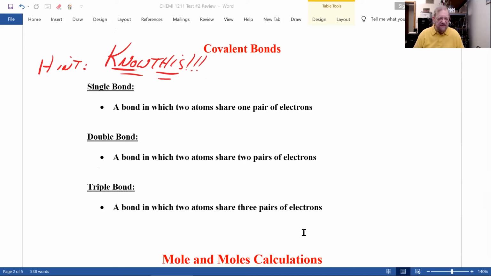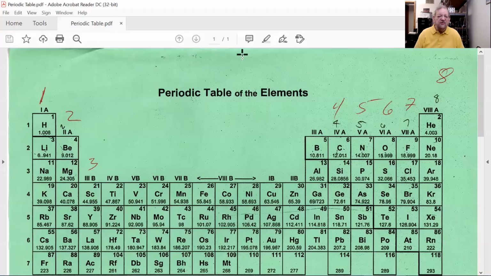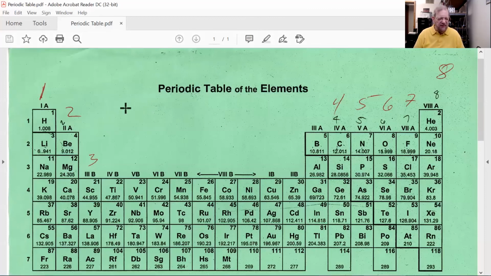And when you're drawing a Lewis structure of molecules, remember, if a molecule has an alkali metal or alkaline earth metal, these will never, ever be in a covalent bond. They give up their electrons and form ions, like sodium forms a plus 1, same thing with potassium or lithium.